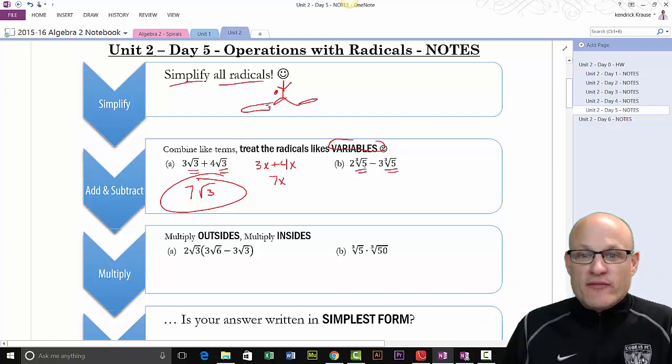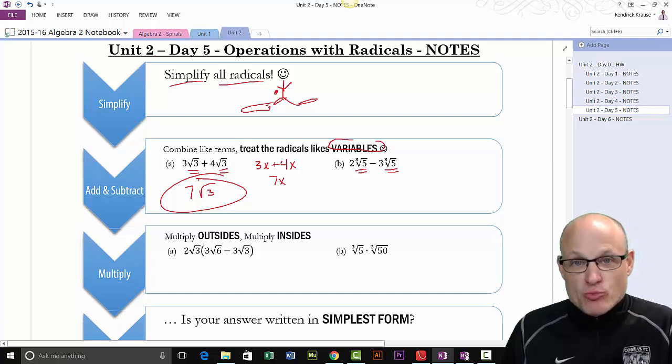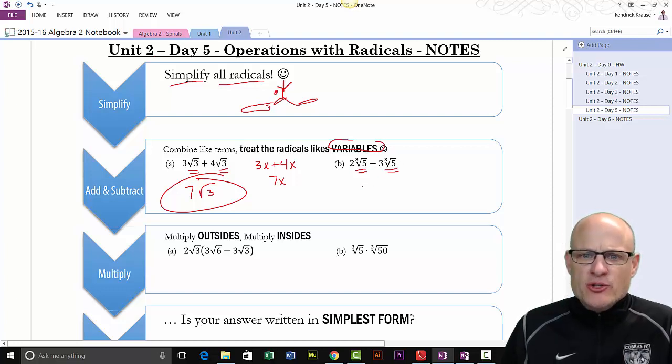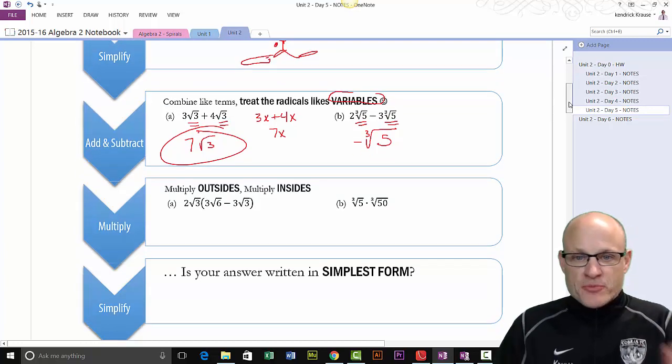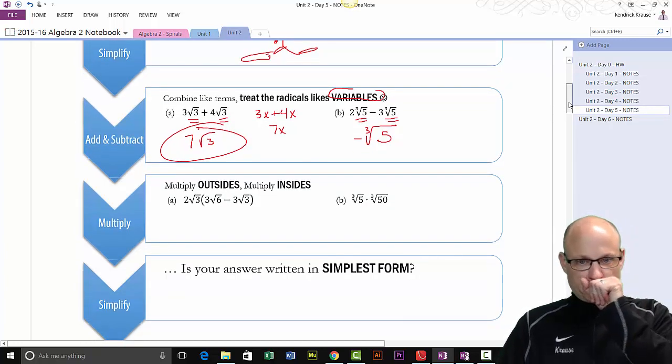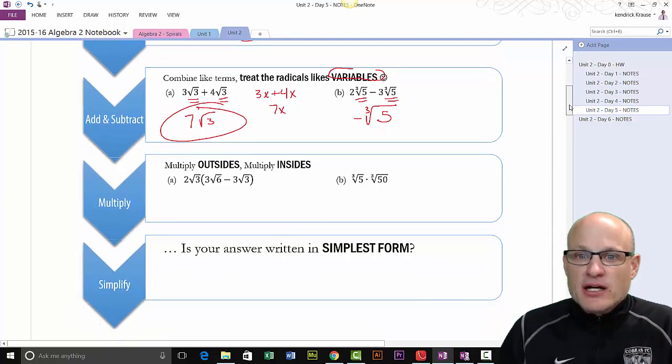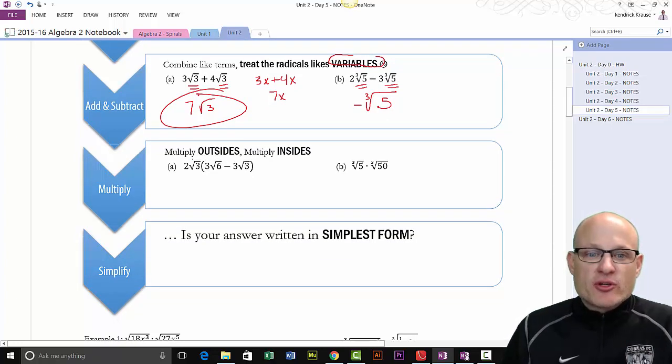And so if you have 2 of these irrational numbers, minus 3 of these irrational numbers, in this case, the cube root of 5, you can subtract them. 2 minus 3 is negative 1 cube root of 5. Now, I don't need to put the negative 1 there, or the 1. But there it is.